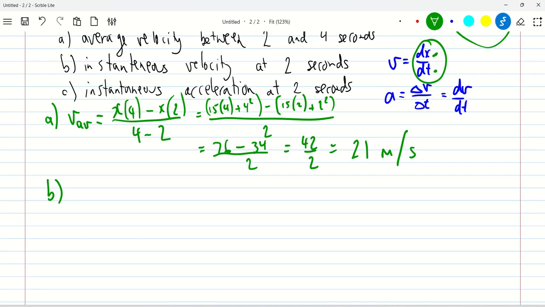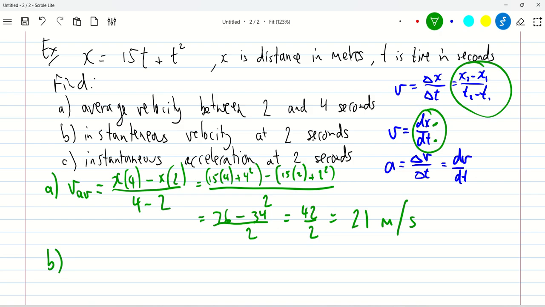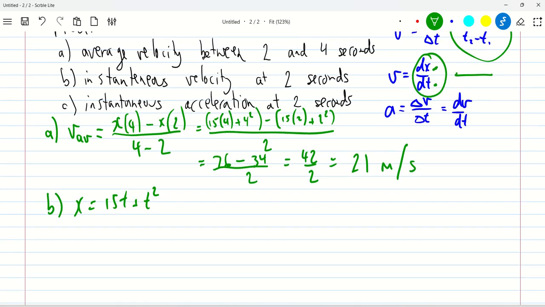Instantaneous velocity. Okay, so we've got x equals 15t plus t squared. And remember, instantaneous velocity is dx/dt. I'm just going to save a bit of space and go to the right. dx/dt is equal to the derivative of that, so that's 15 plus 2t. There's my dx/dt. Great. What we want here is the instantaneous velocity at 2 seconds, and so therefore the velocity when x equals, sorry, I said x, but it should be t.